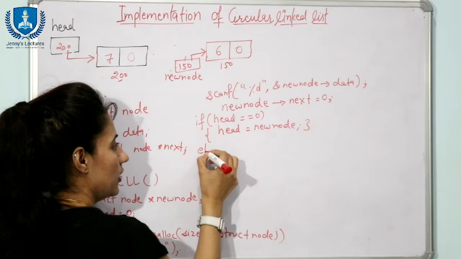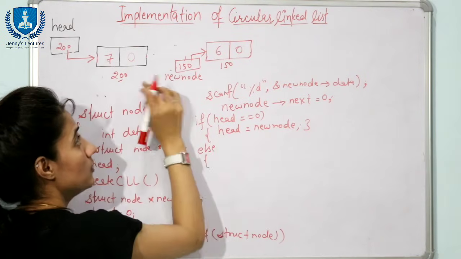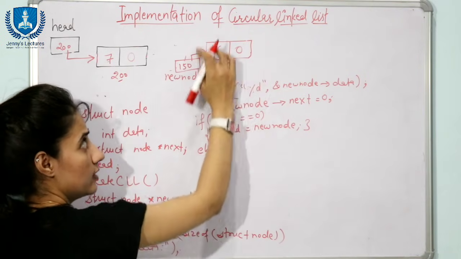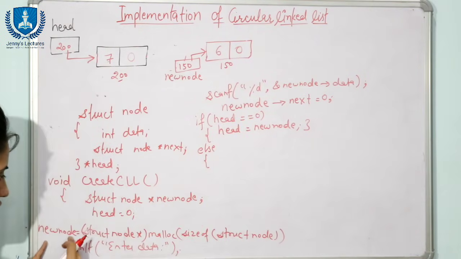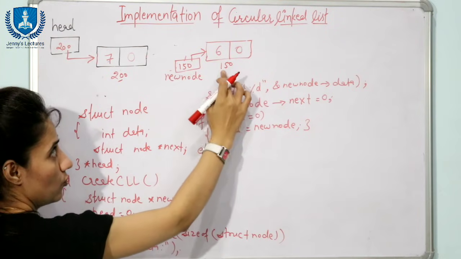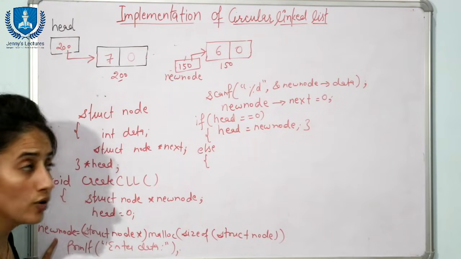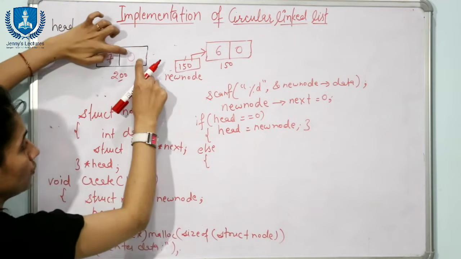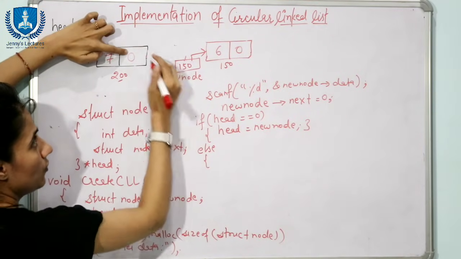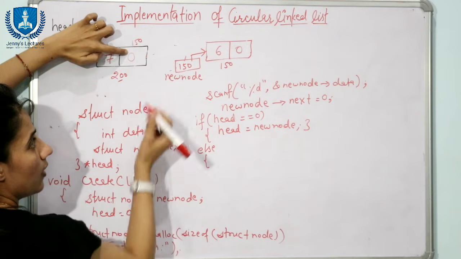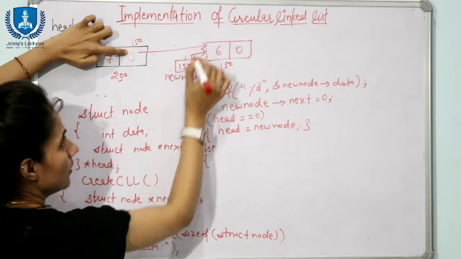Else, what we can do? Else means I have created this second node, the new node, and I have stored 150. Now I want to insert this node here. So now what do you have to do? Obviously here you will update what? Here I will store 150. After that only it is going to point here.